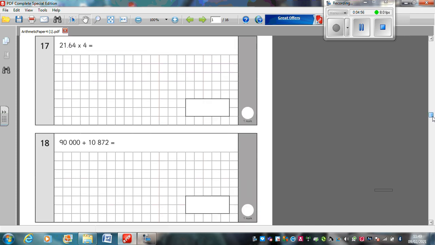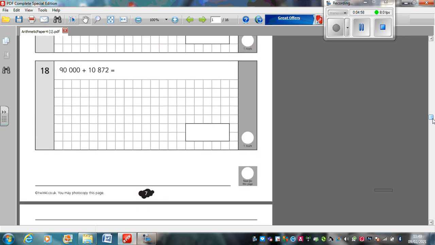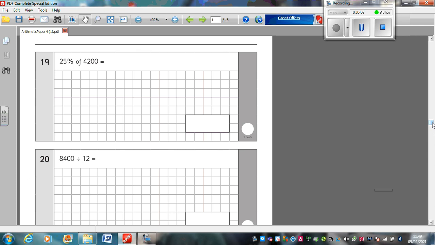Question 18. 90,000 plus 10,872. Question 19. 25% of 4,200. This is the first time in any of these arithmetic papers that I'm asking you to do a percentage, now that you've been taught how to do it. Can you remember what 25% is the same as?